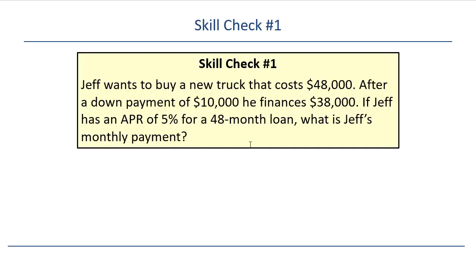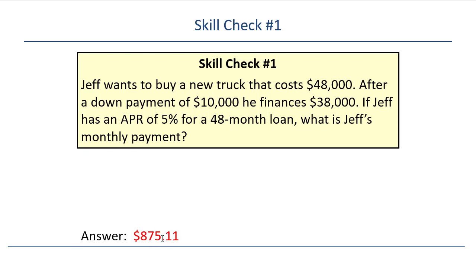Now let's see if you can redo this with some different numbers. So now you're going to buy a truck that costs 48 grand. You're going to put down 10 grand, so that means you're going to finance the other 38,000. Your APR is quite a bit higher at 5%, and you're going to do it for quite a bit shorter, only 48 months. So we know that our monthly payment is going to go up substantially. So work it out, see what you get. You should have got $875.11.